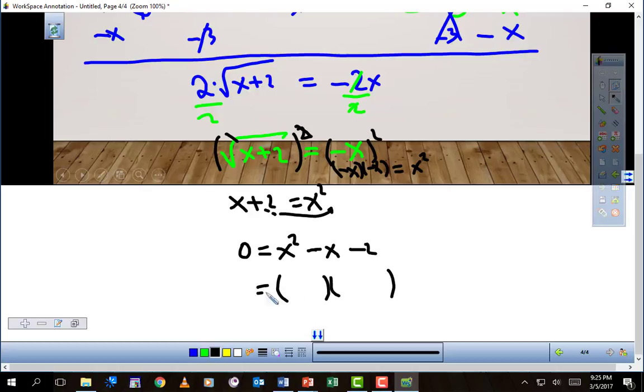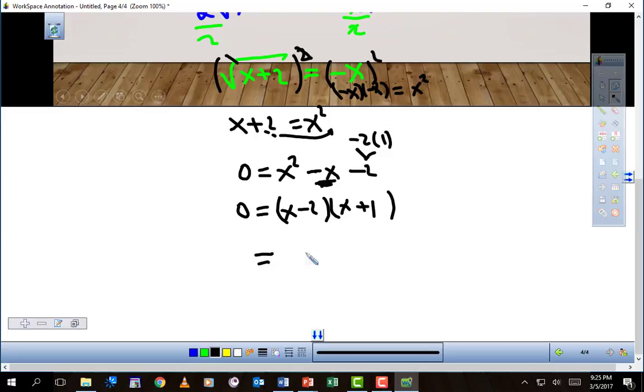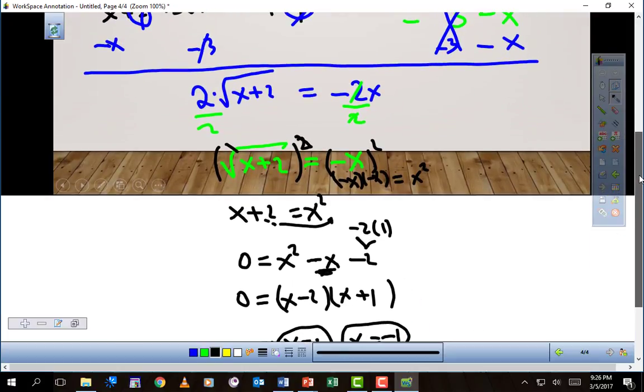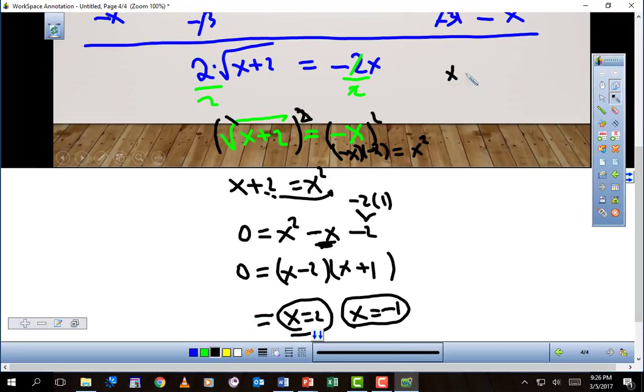But I think this does factor, so I'm going to get an x minus 2 and an x plus 1. Remember, I have to get the middle term. And so if we use negative 2 times a positive 1, those two when added give me a negative 1. So this gives me two solutions then. I get x is equal to 2, and I get x is equal to negative 1. Now the very important step here is to try these both in the original equation. I'm going to rewrite them up here. I've got x is equal to 2 and x is equal to negative 1.